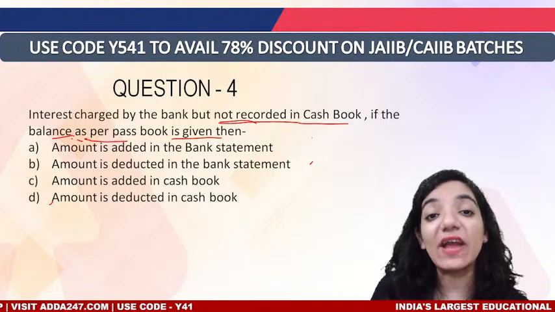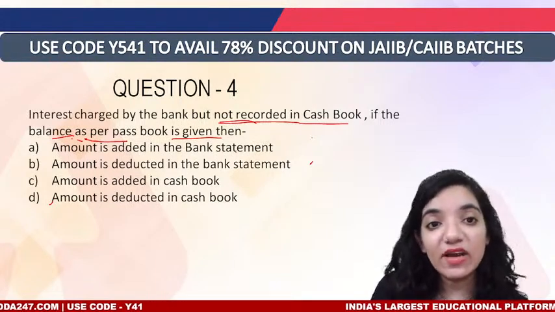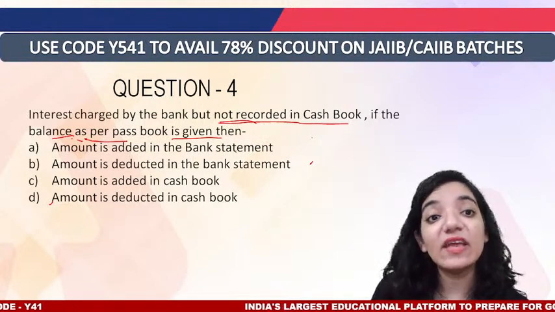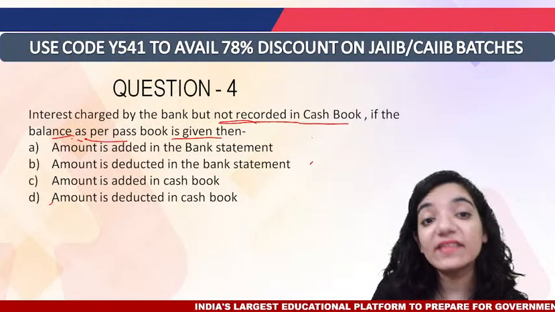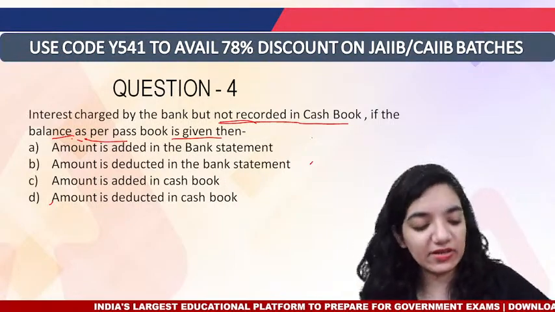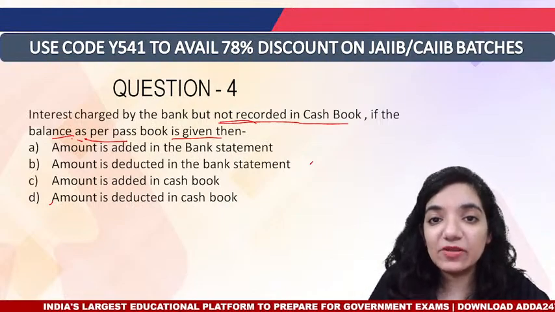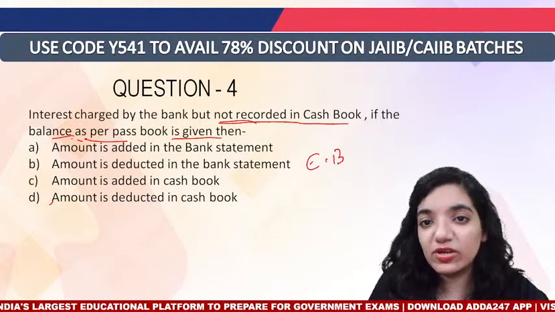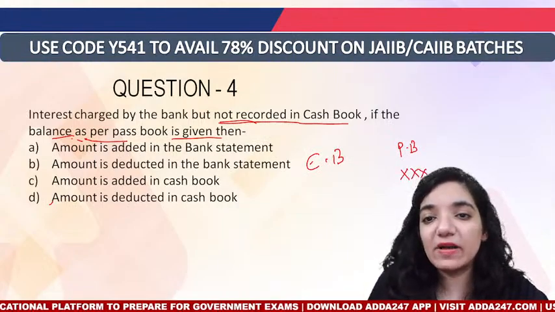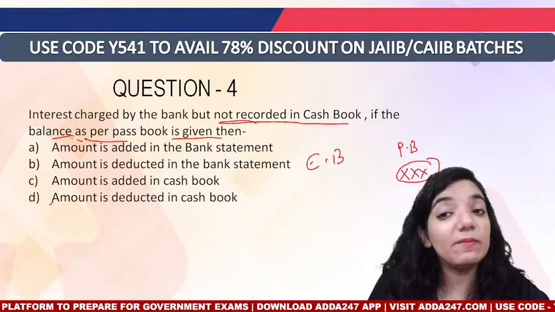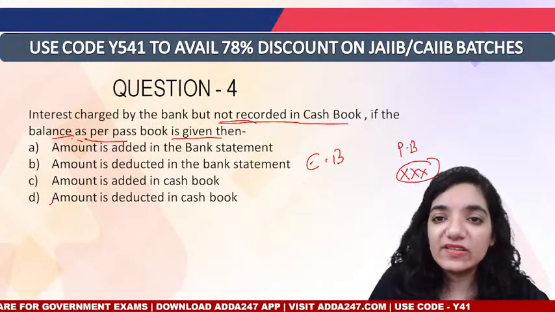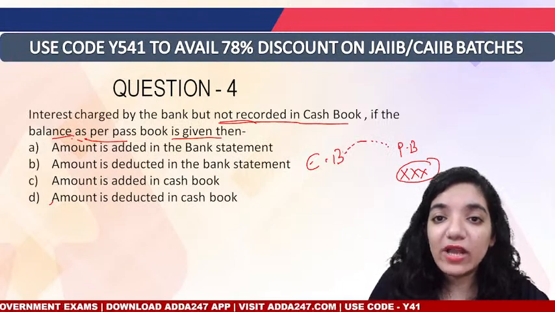So when I find it out, what will happen? Is the amount added to the bank statement, is the amount deducted from the bank statement, is the amount added in the cash book, or is the amount deducted from the cash book? So let's understand this point in a very simple manner. This is my cash book and this is my passbook. The balance as per passbook is given. Passbook says that I want to reach out to cash book.